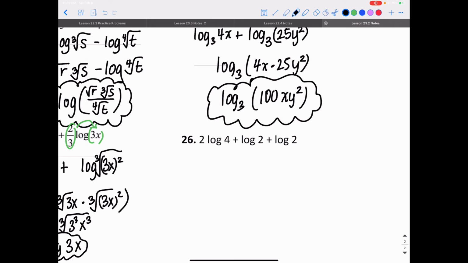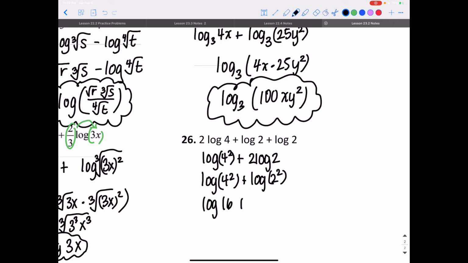And then for 26, I have 2 log of 4 plus 2 log of 2. This is log of 4 squared plus 2 log 2, and I can make that log 2 squared. So I have log of 4 squared plus log of 2 squared. This is log of 16 plus log of 4, which is log of 64.